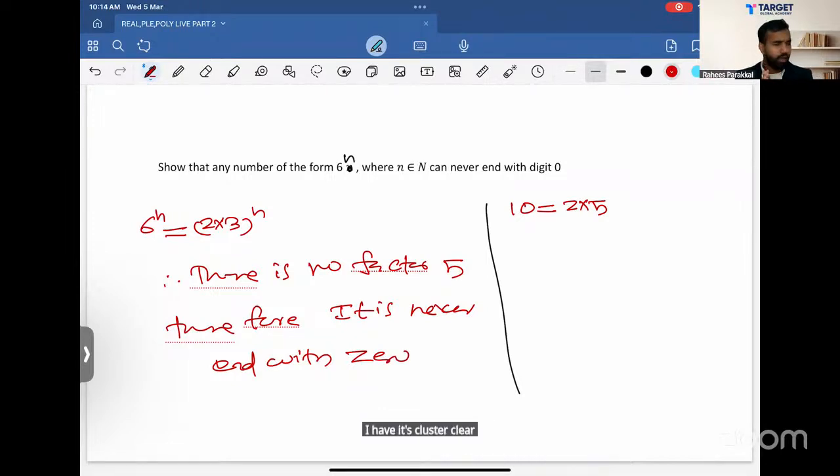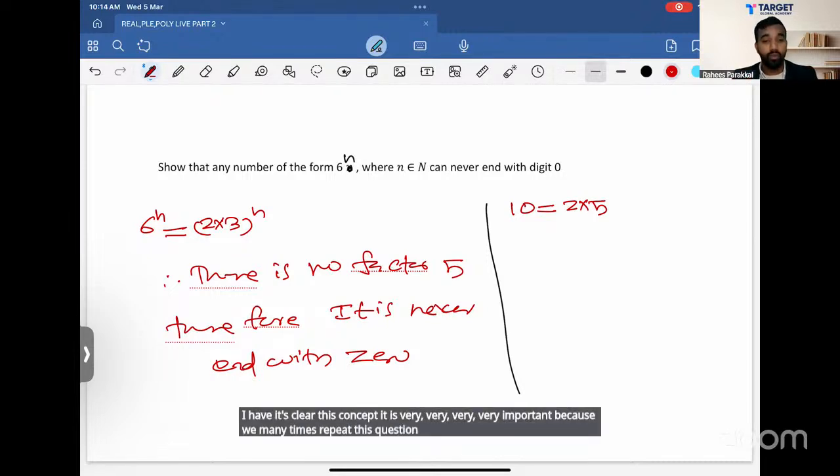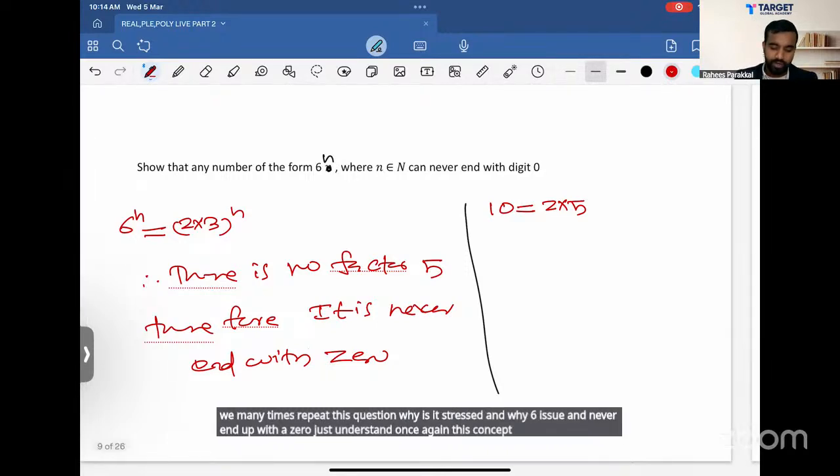It is a very important question. Many times this question has been repeated. Why does 6 raised to n never end with a 0? Just understand this concept once again. It's very important. We are moving to the next question.